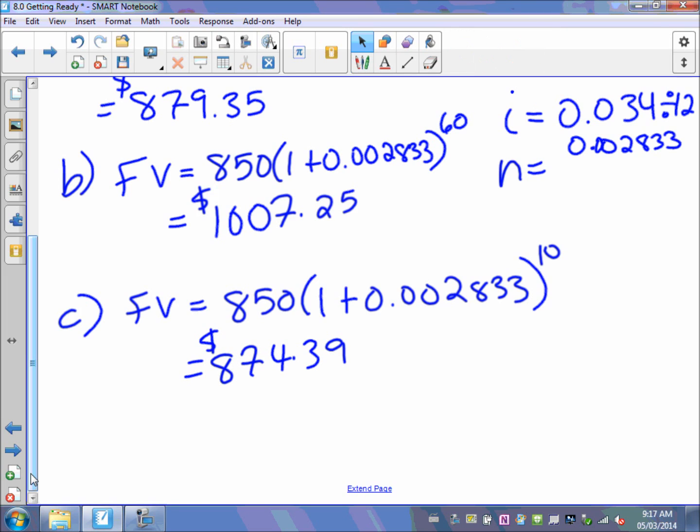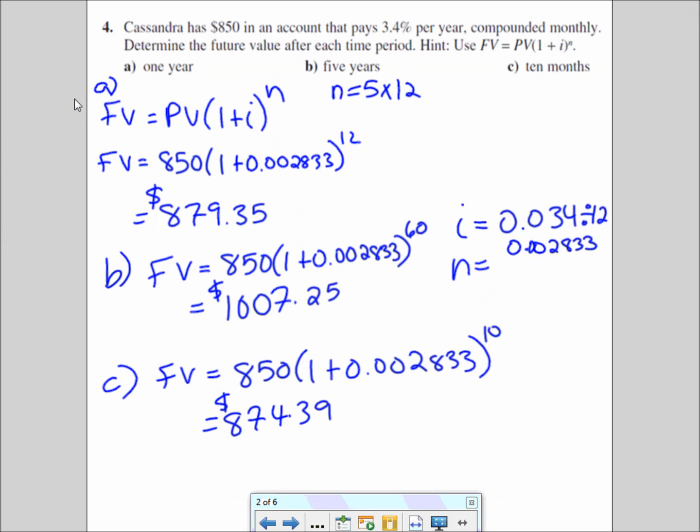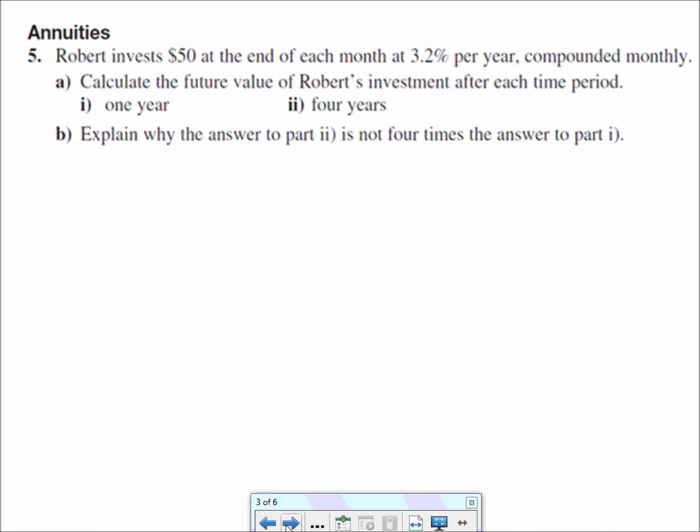Okay, so this is review. We had already done this. This whole unit is on budgeting and savings and investment, etc. So we're just reviewing the stuff. Okay. Robert invests $50 at the end of each month at 3.2% per year compounded monthly. Calculate the future value of Robert's investment after each time period.